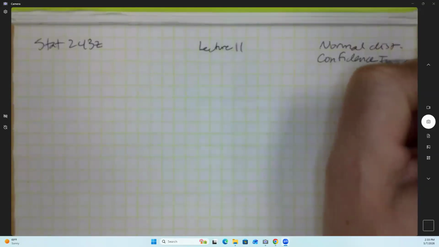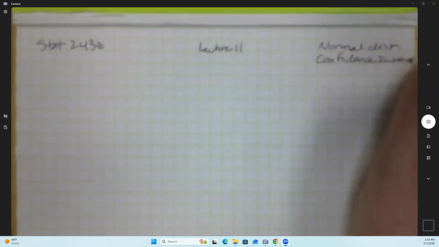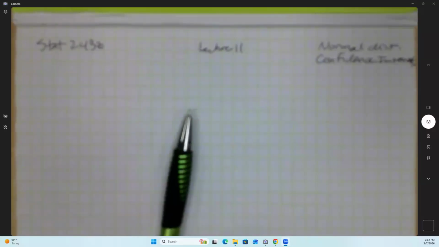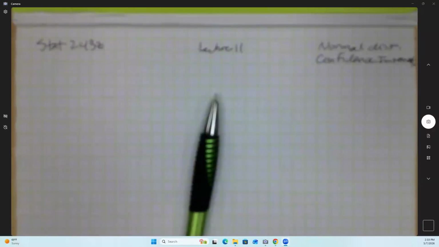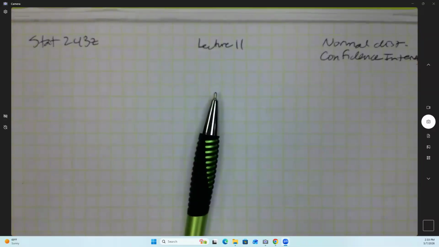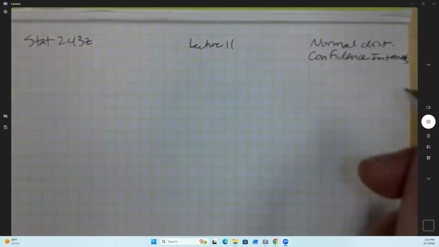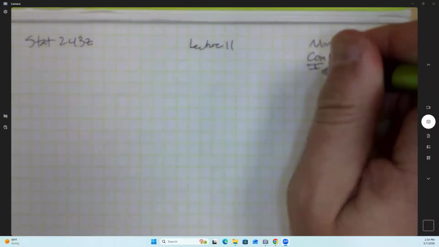And I could tell you the chapters if I had access to our course website, but I don't at the moment. So confidence intervals. That doesn't look like the word intervals.